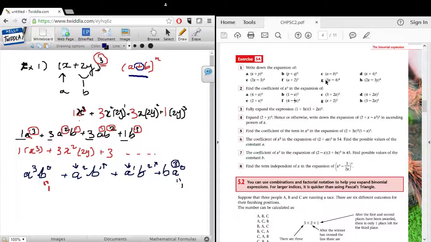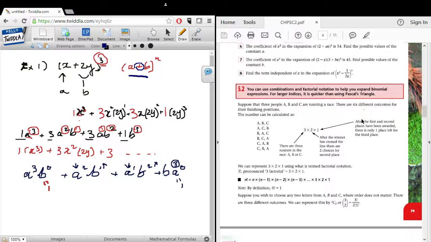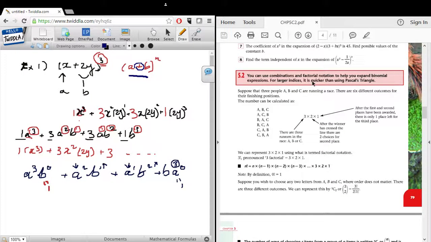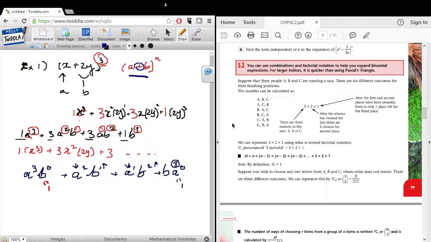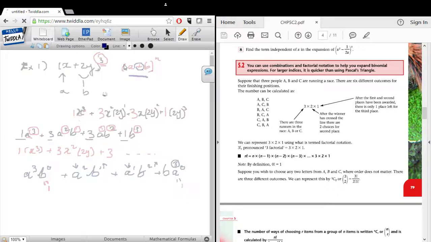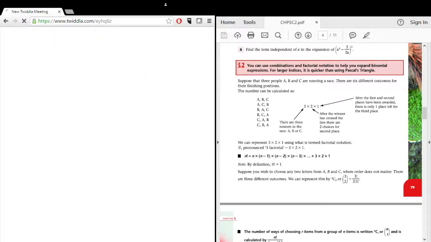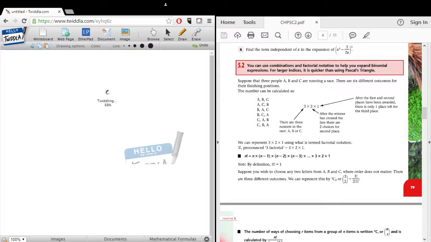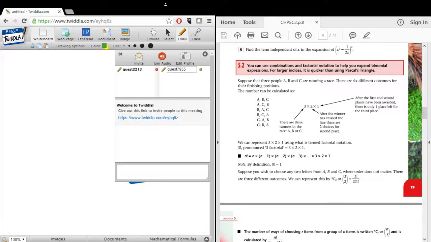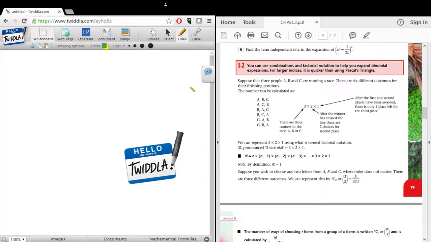You have some exercises here to carry out on your own. Now 5.2, you can use combinations and factorial notation to help you expand binomial expressions. For large indices, it's quicker than using Pascal's triangle. Right, so here you can use combinations, and the combinations here are represented with the following.